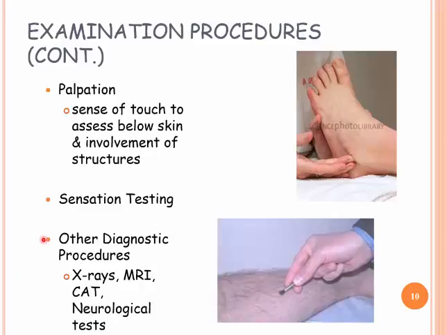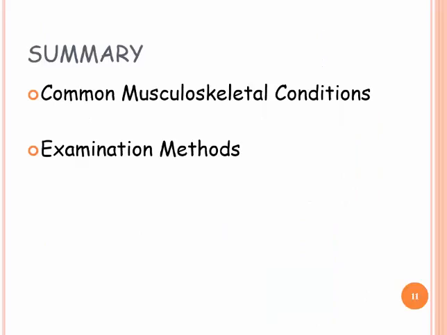And finally, there are several other diagnostic procedures such as X-rays, MRIs, CAT scans, and neurologic testing that we will cover more fully in subsequent lectures. These types of diagnostic procedures are ordered by physicians and are useful for physical therapists in forming a diagnosis based on their examination procedures and these types of diagnostic tests. So in summary, we covered common musculoskeletal conditions and examination methods common to orthopedic physical therapy.